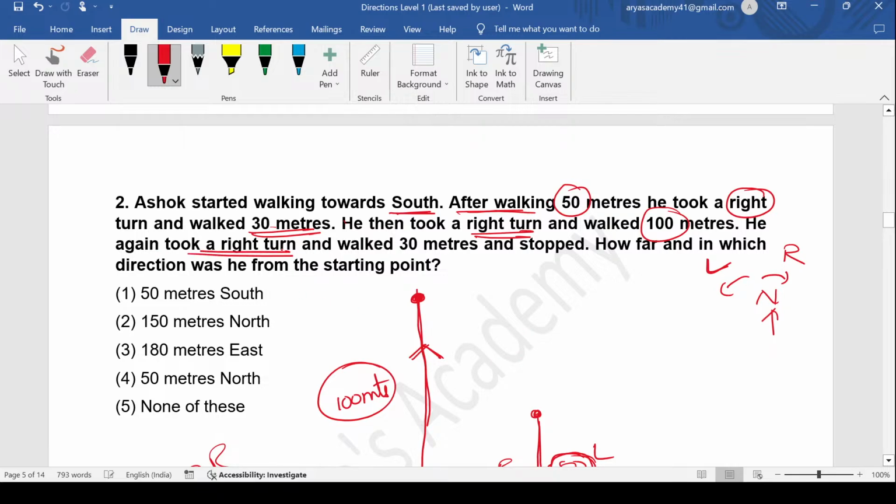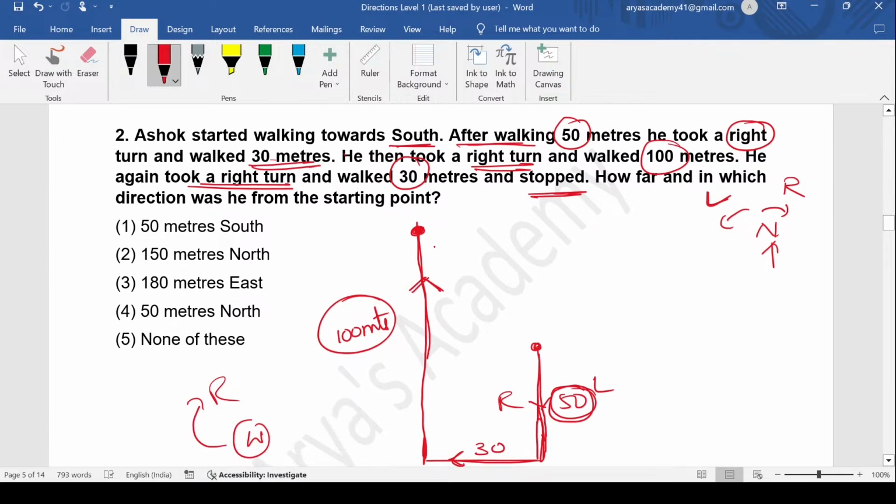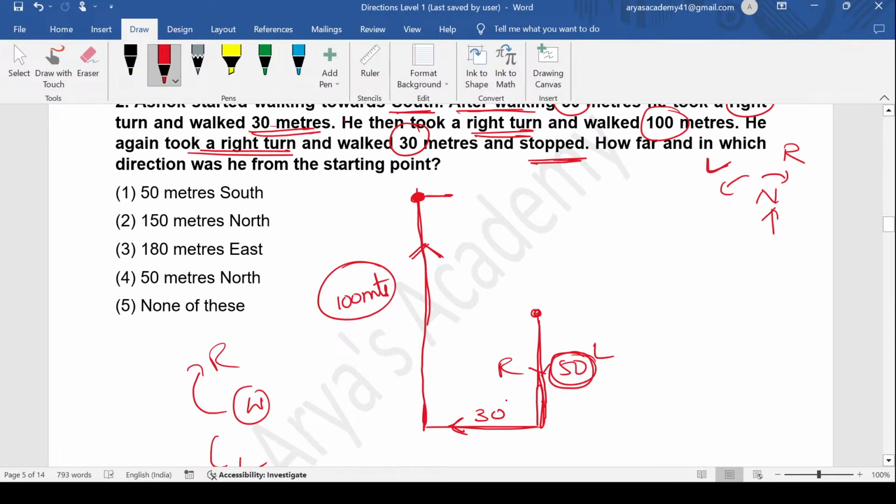He again took a right turn. Once again he is turning right and walked for how much? 30 meters and finally stopped. Okay, now I'm here. If I want to turn right, I have to go this way. If you look at the distance, how much is this? 30. Means from here to here, this total distance is 30. So if I travel 30, I have to be somewhere over here, right? If this is 30, this also has to be 30. So then I will be exactly somewhere over here.